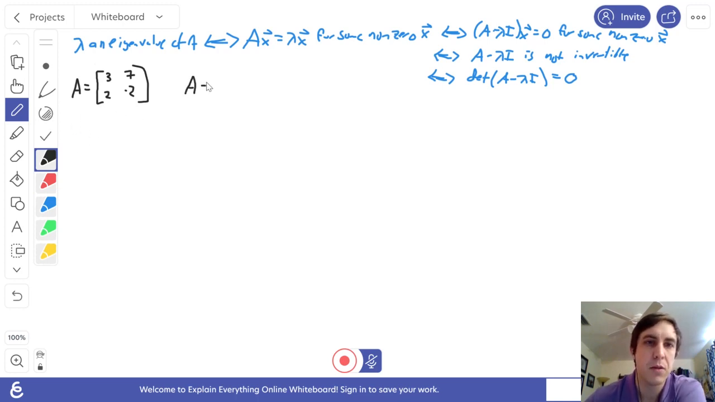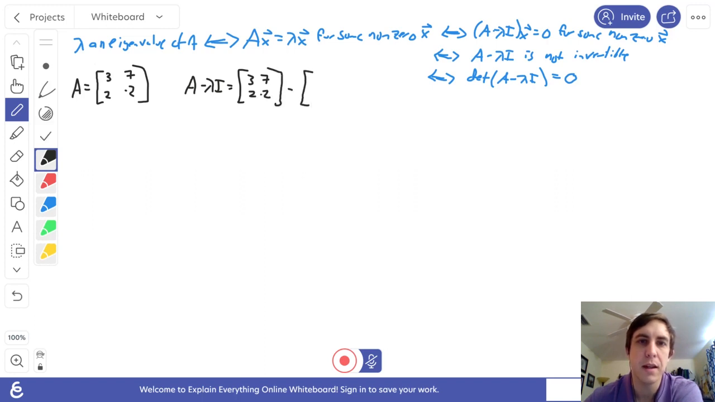First thing we'll want to do is write down A minus lambda times the identity. So this is 3, 7, 2, negative 2. We'll subtract off lambda times the identity. Well, we multiply our 1, 0, 0, 1 by lambda, so we get lambda, 0, 0, lambda. So in other words, we have 3 minus lambda, 7, 2, and negative 2 minus lambda.